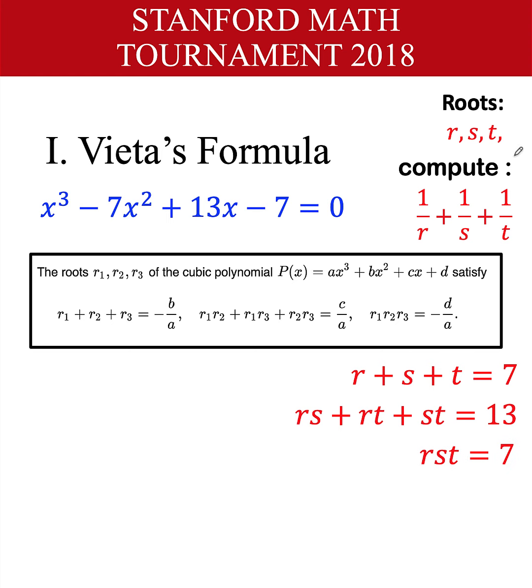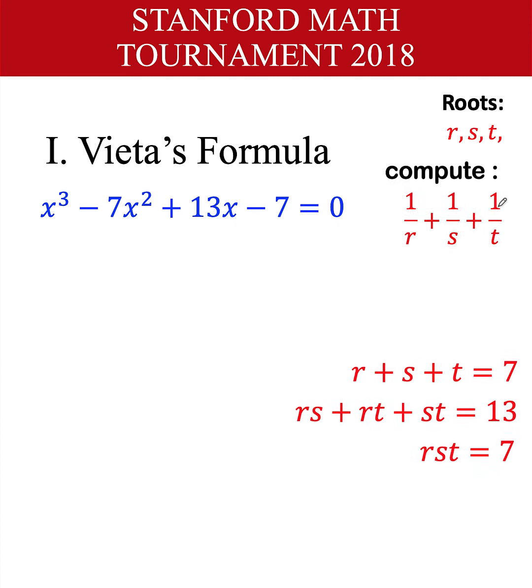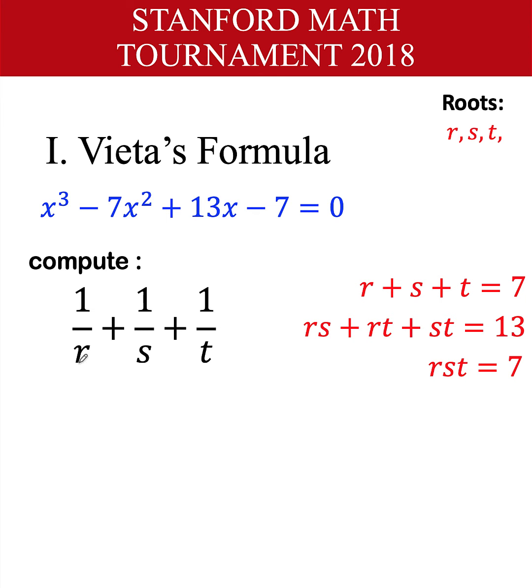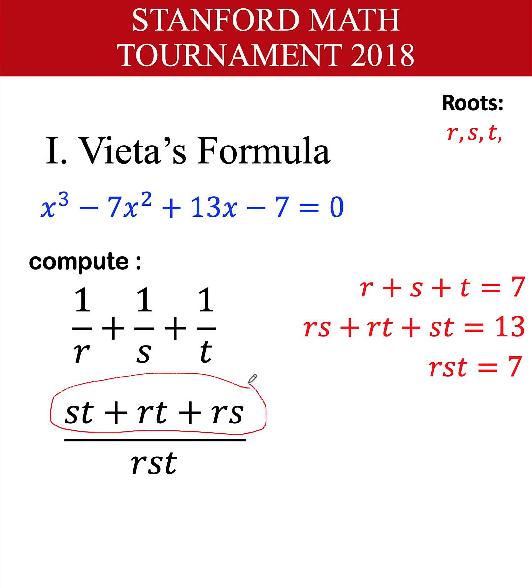Now our goal here is to compute the value of 1 over r plus 1 over s plus 1 over t. Let's simplify this first. The LCD of r, s, and t is the product of r times s times t. Now this least common denominator divided by r gives us s times t times 1, that is st. rst divided by s is rt times 1, which is rt, and rst divided by t is rs times 1, which is rs.